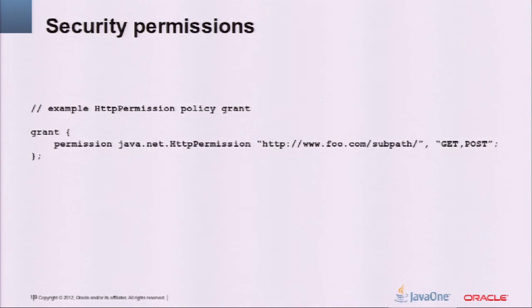To show an example of what a policy file might look like with one of these new HTTP permissions, you can see here a grant of an HTTP permission to some URL, www.foo.com/path, and then it lists the methods that are allowed. What this permission is granting is that whoever has this permission is allowed to do gets and posts to any URL below this path. So it's a higher level way of specifying permissions than the way socket permission worked previously.